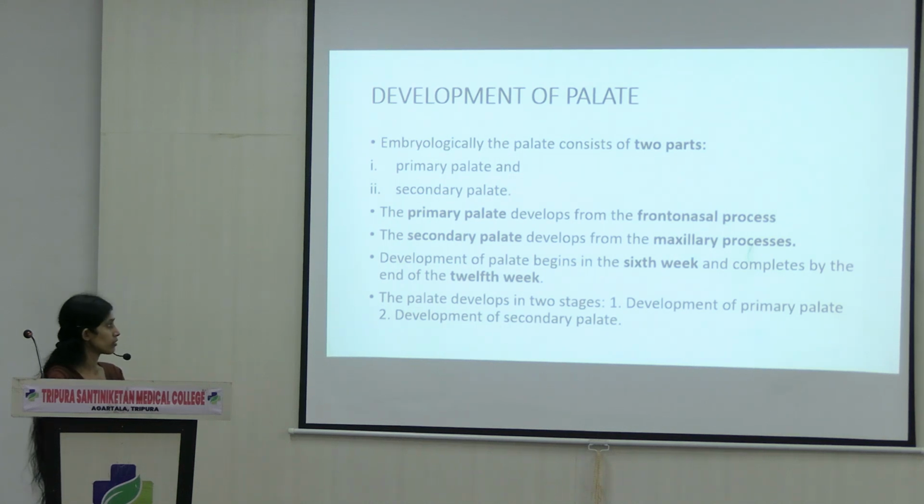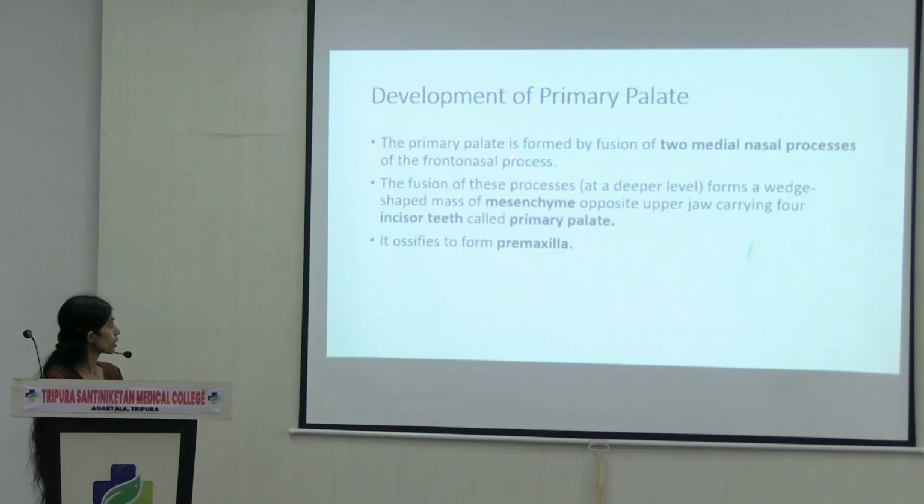The palate develops in two stages, that is development of primary palate and development of secondary palate. The primary palate is formed by the fusion of two medial nasal processes of the frontonasal process. The fusion of these processes takes place at the deeper level and it forms a wedge-shaped mass of mesenchyme opposite to your upper jaw, carrying 4 incisor teeth, called the primary palate. It ossifies to form a pre-maxilla.